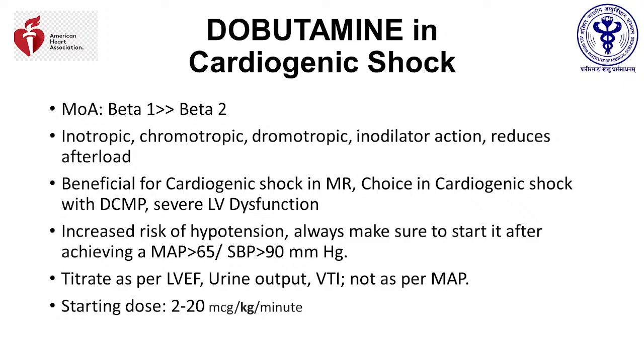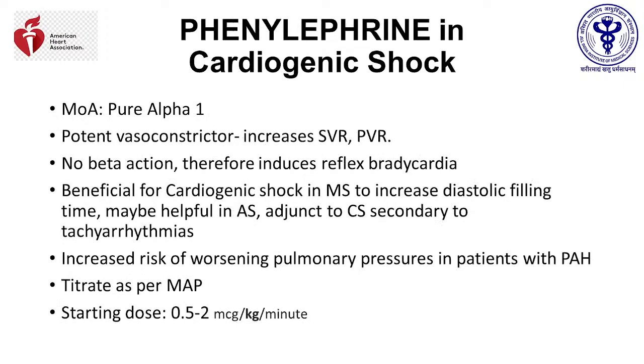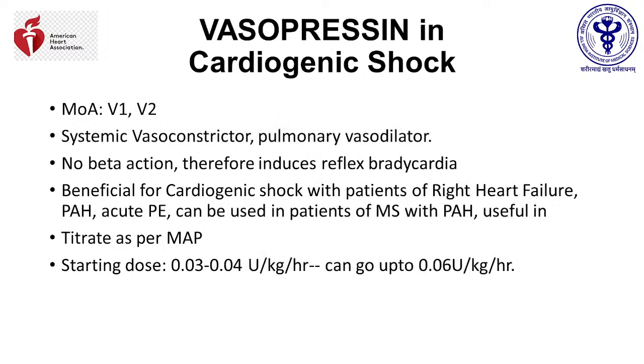Starting dose is 2 to 20 mcg per kg per minute. Phenylephrine in cardiogenic shock: pure alpha 1, potent vasoconstriction, increases the systemic vascular resistance, increases the pulmonary vascular resistance. No beta action, therefore induces reflex bradycardia. Beneficial, again not a very strong recommendation, but beneficial for patients in cardiogenic shock with MS and also tachyarrhythmia-related shocks. Increased risk of worsening the pulmonary pressure in patients with PH. Titration should be done based on the MAP of the patient. Starting dose is 0.5 to 2 mcg per kg per minute.